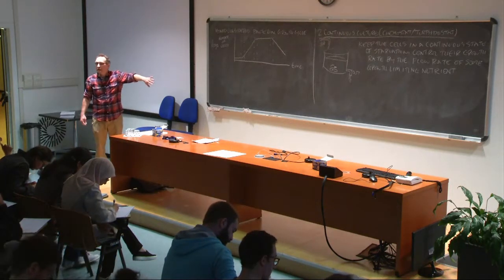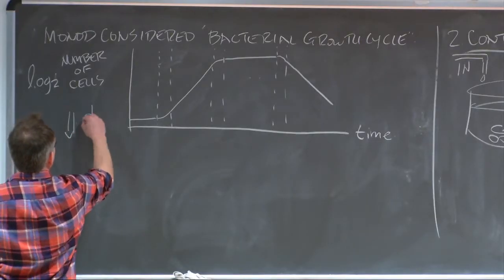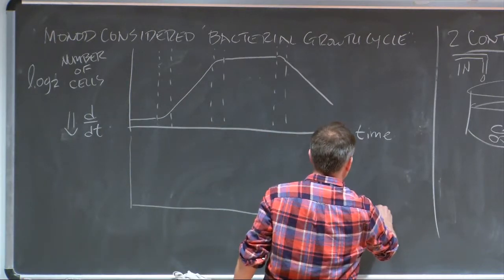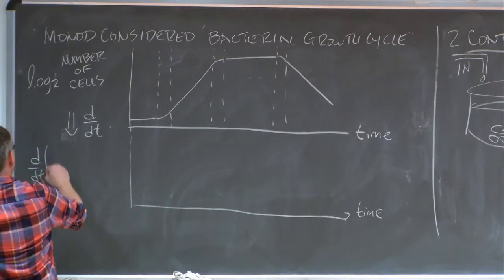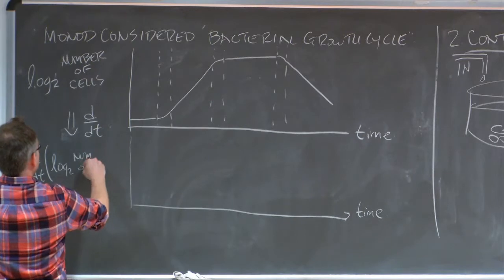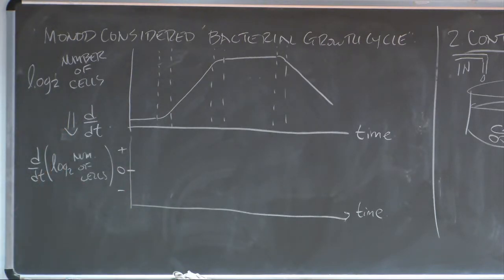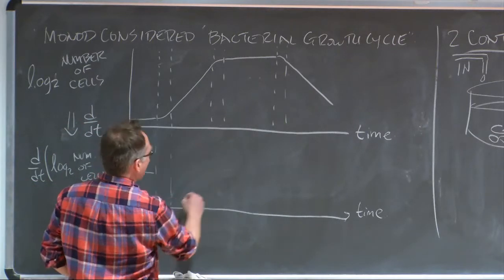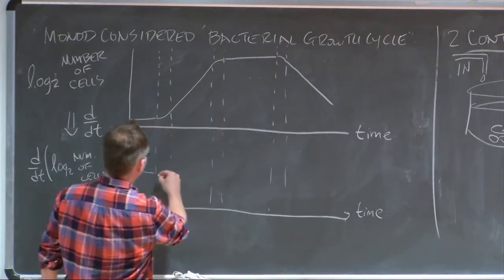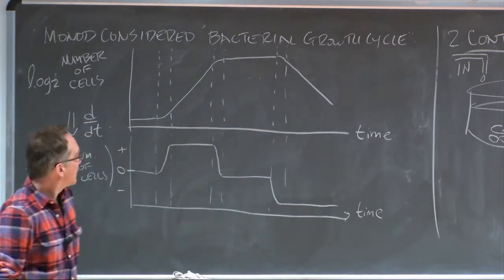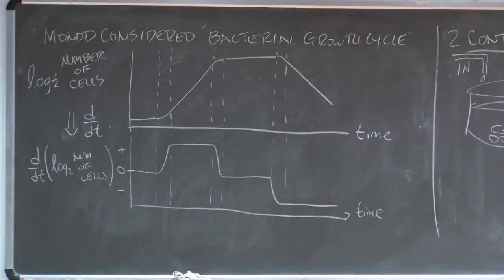And what you can do is look at the derivative of this curve. So take the d by dt. And just so that this guy lines up. Here I'm taking the d by dt of the log 2, the number of cells. Here's zero, here's plus, here's minus. How do you measure the number of cells? Good point, yeah. So let me write it, and then I'll tell you the two ways. And so here you'll have no growth, then it will go, so where do we go? Here it goes up and positive, up and zero, up and negative.